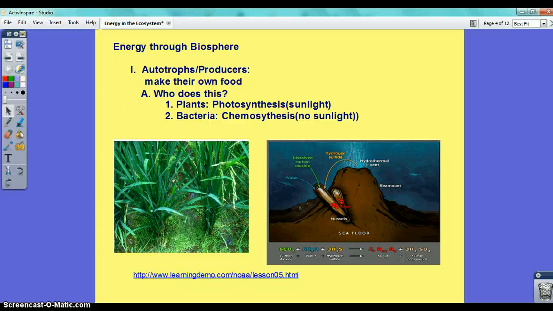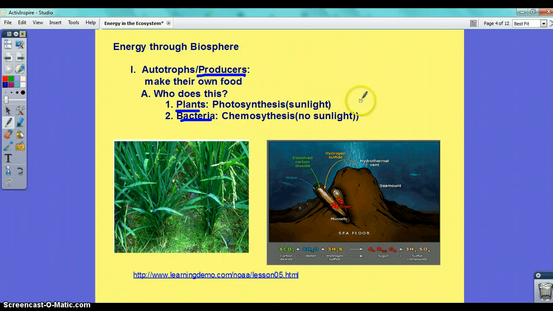Hi guys, I'm going to talk about energy traveling through the biosphere. So the start of energy through the biosphere occurs with autotrophs. These are also called producers. They are organisms that can make their own food. And the two common producers are plants and bacteria.